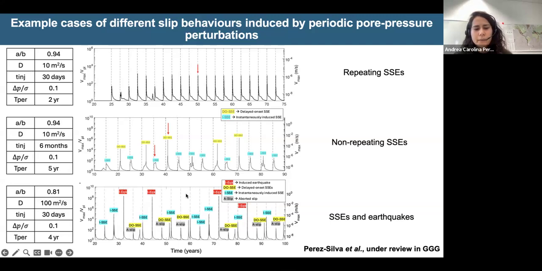And for earthquakes, which we defined for velocities above 10 to the minus 2 meters per second, we see that they occur in the same simulation after some of these imposed perturbations. But after an earthquake, you could have, again, slow slip events. So these are just mixed slip behaviors. I'm going to focus now on repeating SSEs, which is mostly what we're interested in.